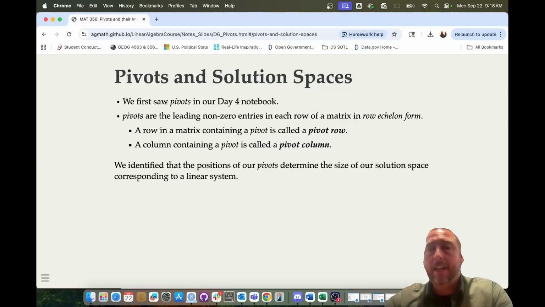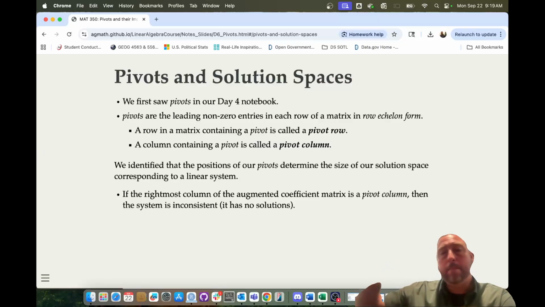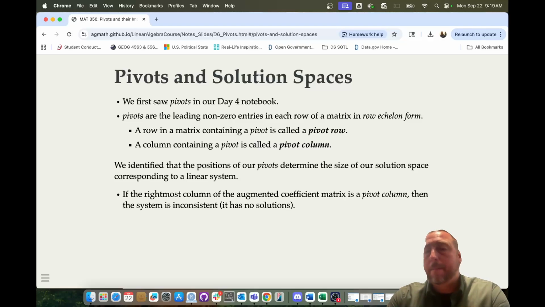So we have, again, identified that the positions of these pivots determine the size of our solution space. The sort of checklist that we've gone down, this first one takes precedence over all of these others. If the rightmost column of an augmented coefficient matrix, so that augmented column beyond the vertical line that we're using, is a pivot column, then we call that system inconsistent. It has no solutions. So if a system has no solutions, we'll call it inconsistent. If a system has solutions, whether it's one or infinitely many, we'll call it consistent.